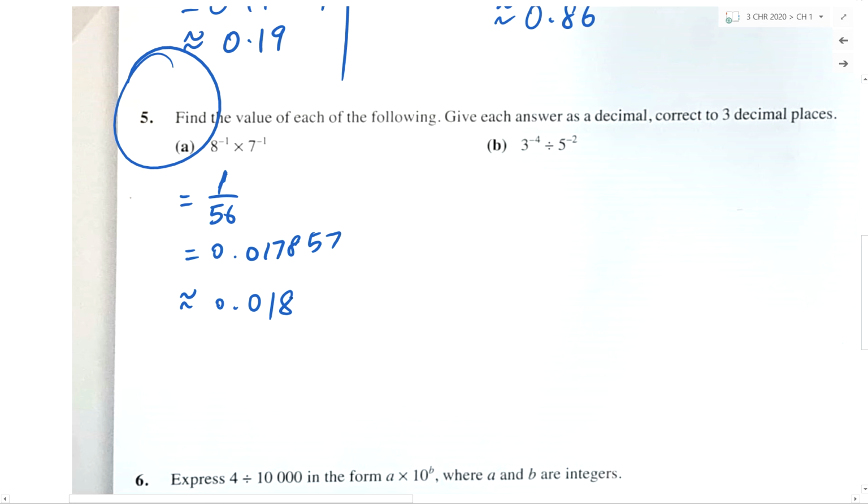Okay, next one. If it's correct, give yourself a tick. 3 power negative 4 divided by 5 power negative 2. So this is 25 over 81, which is the same as 0.30864. Round off, 3 dp, 0.309.